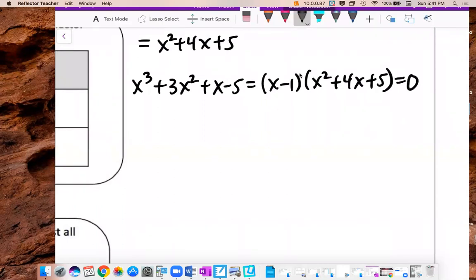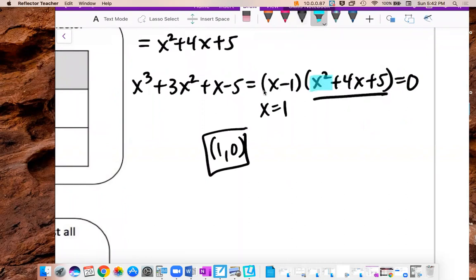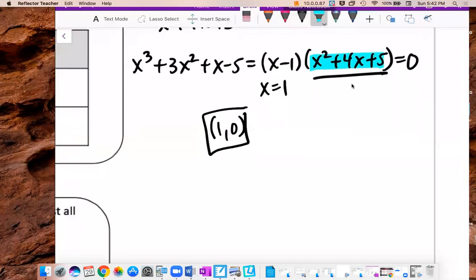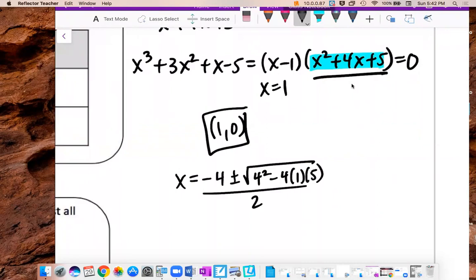So this first one, solve for x, this gives us x equals 1, which we know we have an x-intercept at (1, 0). Okay, this other one is not so nice. So when we're solving this quadratic, we have to use the quadratic formula because it's not factorable. Nothing multiplies to 5 and then adds to 4. So we're going to plug it into our quadratic formula. x equals negative b, so negative 4, plus or minus the square root of b squared minus 4ac, all over 2a.